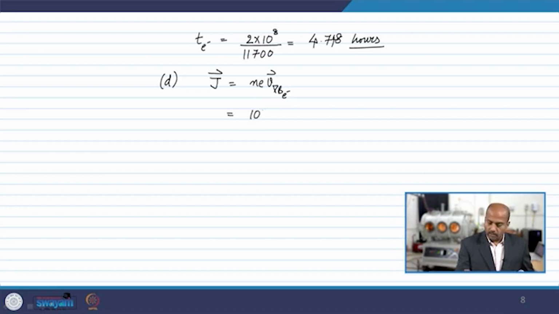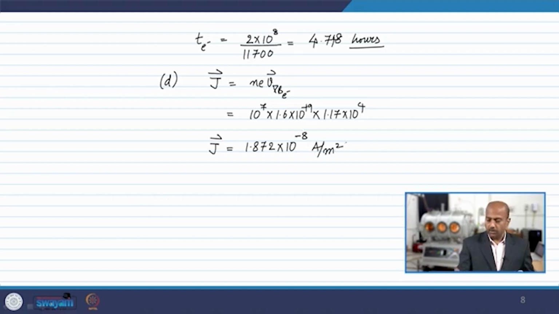So, we can simply write J equals N e V del B. N is 10 to the power of 7 particles per unit volume times the charge, which is 1.6 into 10 to the power of minus 19 coulombs for the electron, and the velocity that we have calculated is 1.17 into 10 to the power of 4. So, the ring current density will be 1.872 into 10 to the power of minus 8 ampere per meter square.